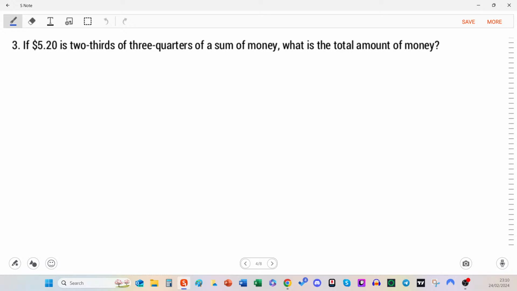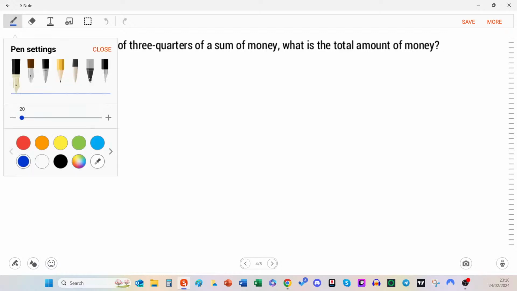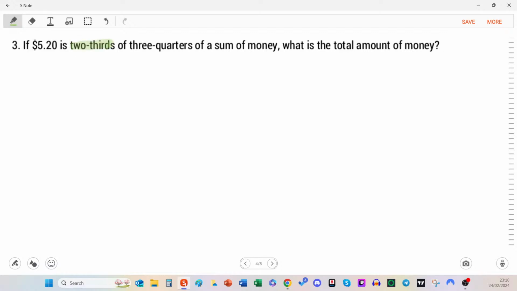If $5.20 is 2/3 of 3/4, oh my goodness, hold on. 2/3 of 3/4 of a sum of money. What should we call that? We don't know. It's an unknown amount. Sometimes we give it a letter. We may not need to. What is the total amount of money? So it seems as though something has happened to this sum of money, and then it's equal to this. So there's a couple of ways of looking at it. The way I'm going to look at it is, say, I've got a number.